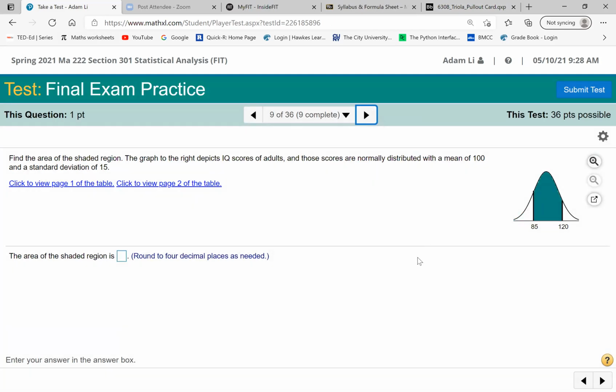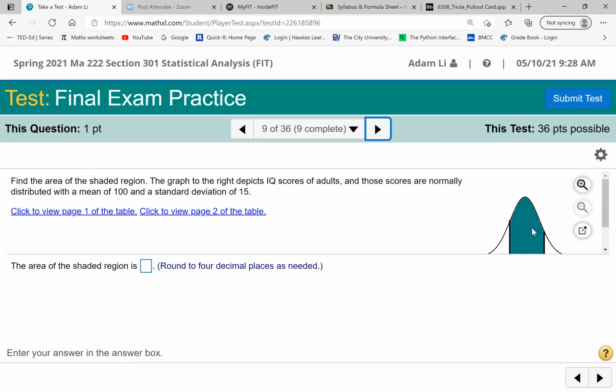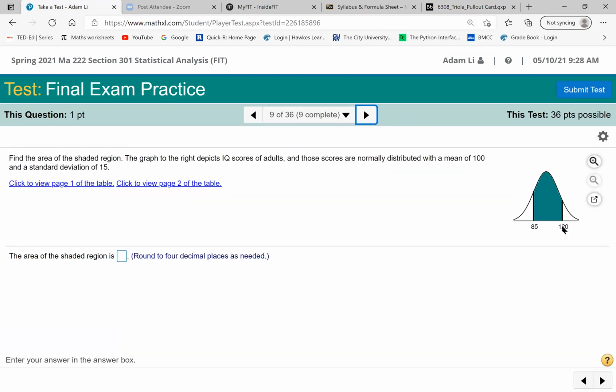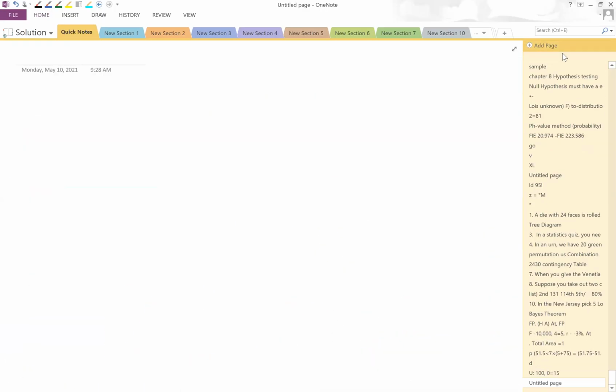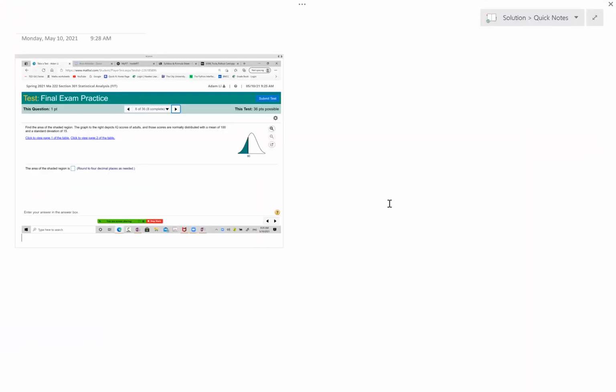Question 9. Very similar question, but it's an area in between, right? Just like the other one we did. We need to find the bigger z-score for the bigger IQ score, and find the smaller z-score corresponding with the smaller IQ score, and look up the probability accordingly, then find the difference. Just like the other question.